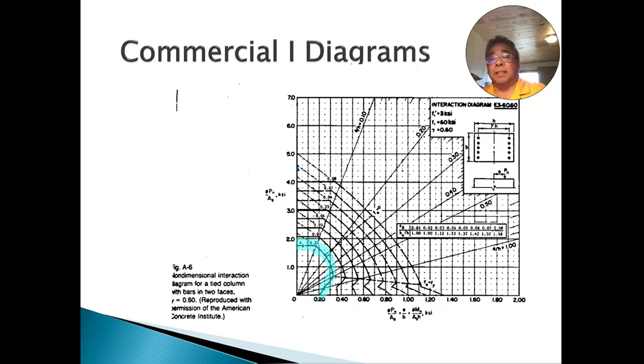that smallest one on the inside is 1% steel in the column, and this largest one on the outside, that's 8% steel in the column. And so it's convenient. On one graph, you have 1 through 8% steel, and that represents the typical range of steel in a column. In fact, I believe 1% is the minimum allowed and 8% is the maximum.